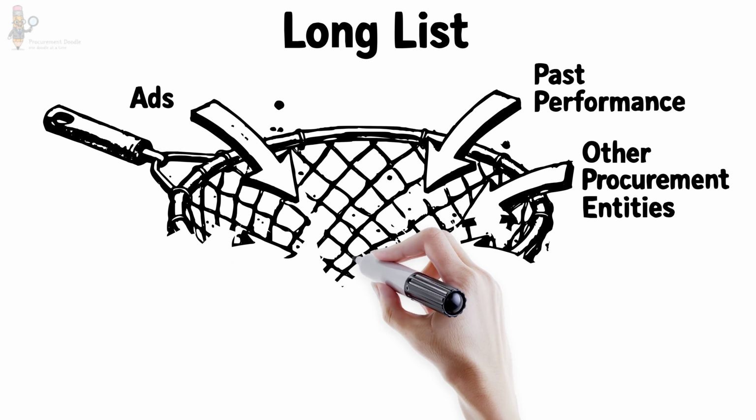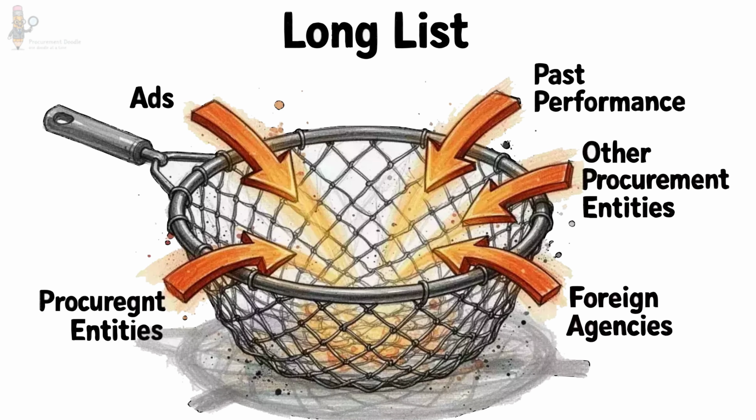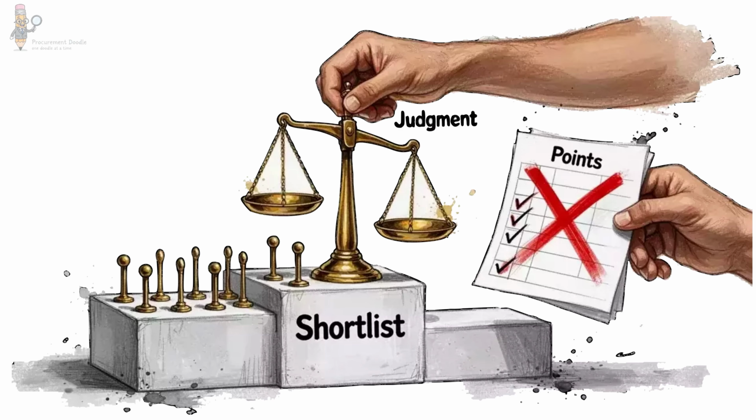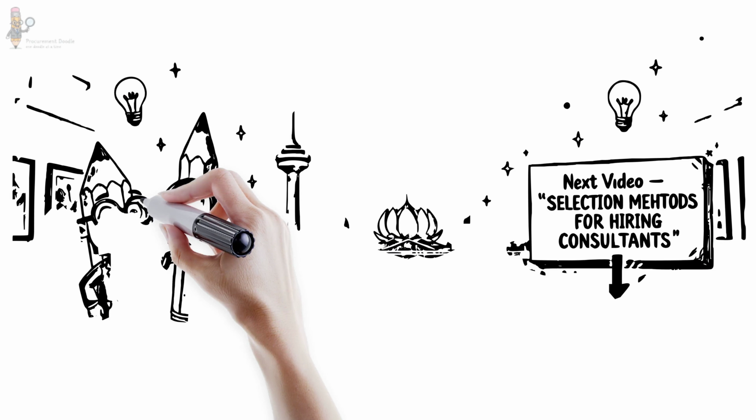To summarize what we discussed so far, for the long list, use advertisements, past performance, other procuring entities, or foreign agencies. For large or complex assignments exceeding 2 million rupees, advertise nationally and internationally if global consultants are expected. For the short list, select no more than 7 best qualified firms using judgment, not points. Maintain a similar category and capacity. Allow 14 days for local responses, 30 days for international. Always keep backup firms. In this video, we've covered how to prepare the long list and short list of consultants.